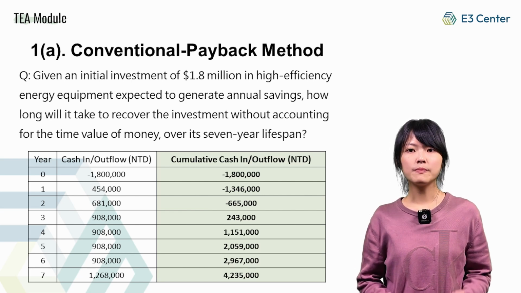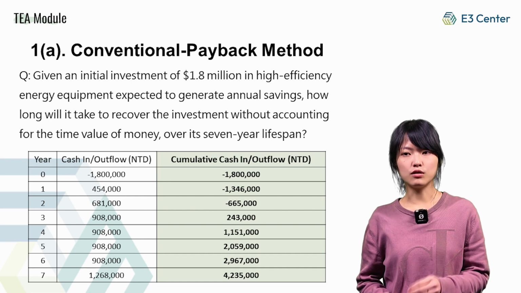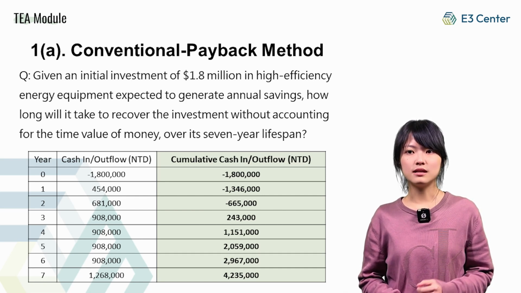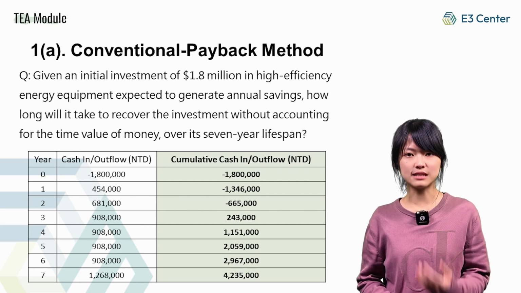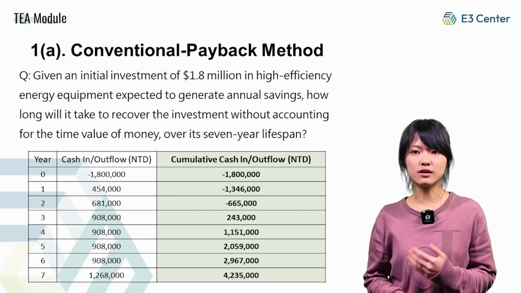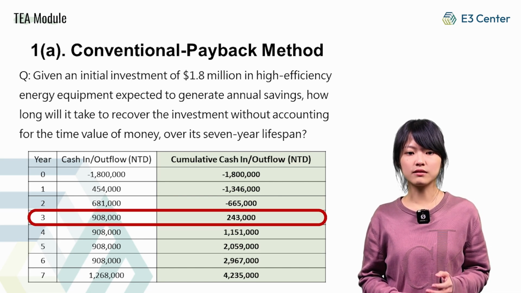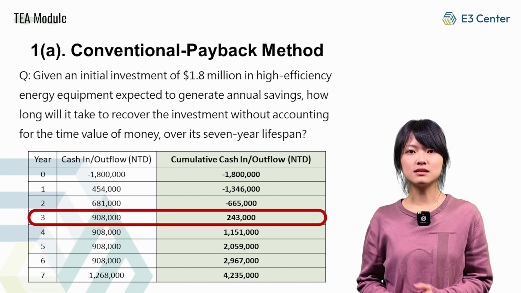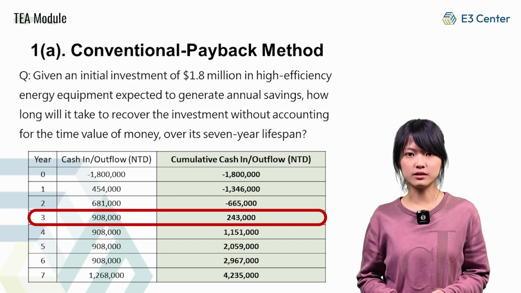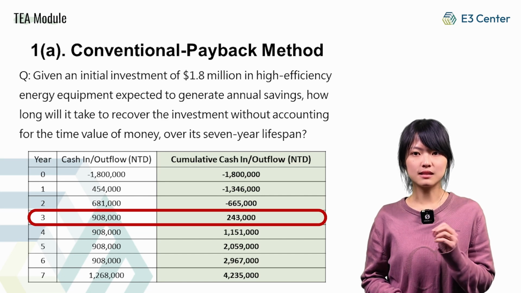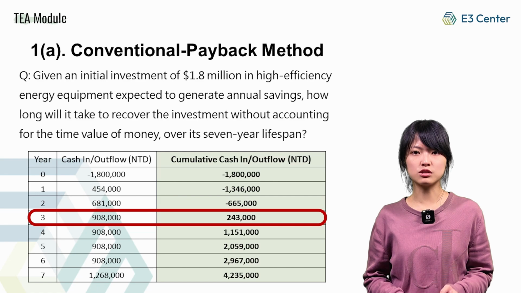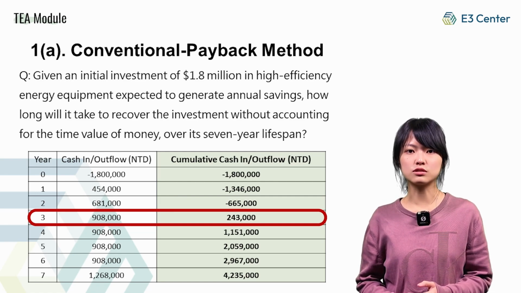In this example, the initial investment of 1.8 million in the high energy efficiency equipment is expected to be recovered through the savings over a 7 years lifespan. By totaling the annual cash flows as shown in the third column, we find that the initial investment is fully recovered by the end of year 3. If the company's maximum allowable payback period is 2 years, then this project would not pass this initial screening.